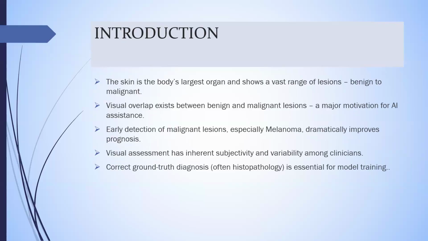So let me just first introduce you all to skin, which is the largest body organ. And this shows a vast range of lesions, benign, pre-malignant, malignant. There are so many things. From a simple acne, from a simple skin tag to something really malignant, like the malignant melanoma, which is the topic for the day. There are so many things which fall in the gray zone. So there's a visual overlap which exists between these benign and malignant lesions. And our major motive in today's presentation is where technology can help us differentiate it.